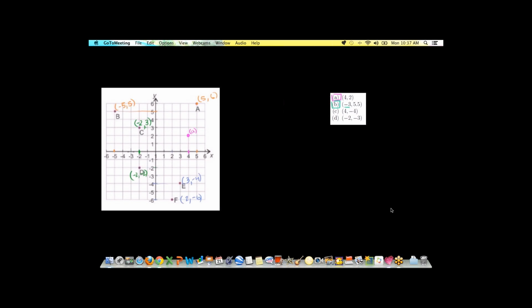Now let's go the other way. Let's start with coordinates and figure out where those points are. So you have this first one. I'll do it lowercase a in parentheses to differentiate it from this uppercase A. So it's at 4, 2. X is equal to 4, y is equal to 2. So that's that point right there.